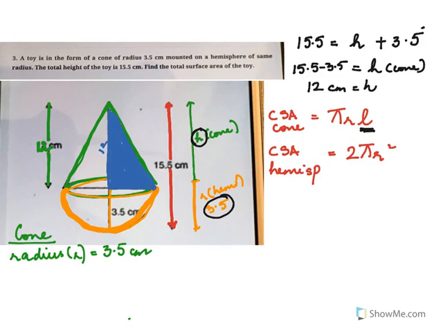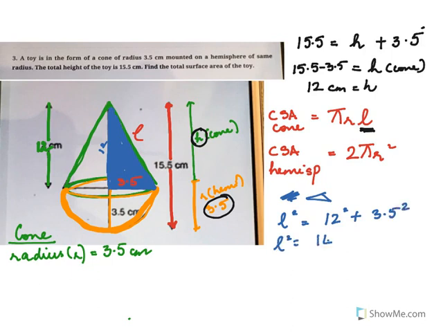So to find the slant height, we are going to take this blue triangle. It's a right angle triangle. The height of this triangle is 12, which is the height of the cone. And then we have here 3.5 as the radius. And this L is the length. So we'll use the Pythagoras theorem in this blue triangle: L square, the hypotenuse square, equals 12 square plus 3.5 square.